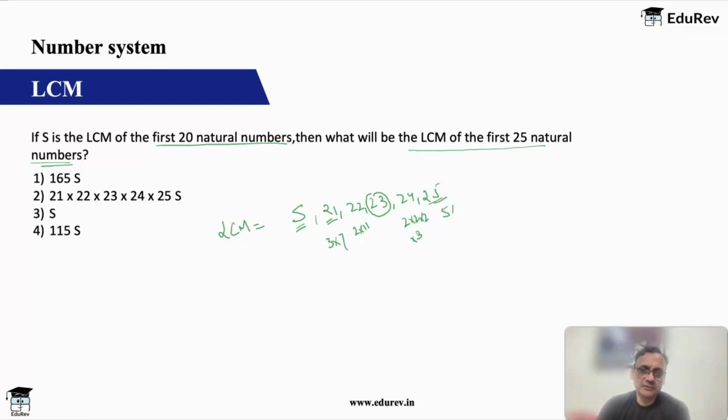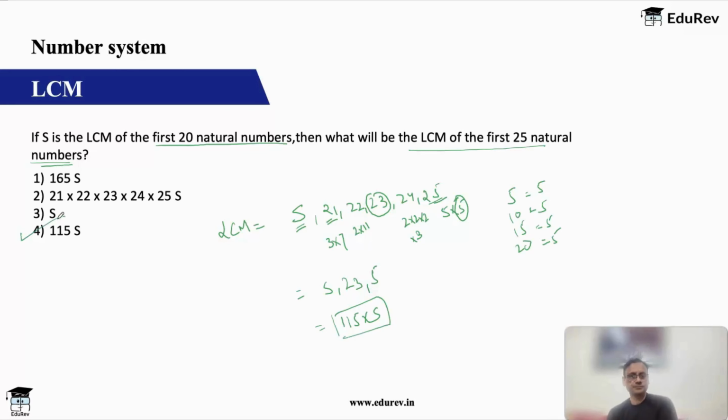25 is 5 into 5. Now 5 has come in 5, 10, 15 and 20. They all have one 5, right? But 25 has two 5s. Second 5 has not come. So second 5 will come extra. So basically what will come extra is 23 and 5. So the new LCM is going to be 23 into 5, which is 115 into S. Hence the answer will be choice 4. Okay, so that is going to be the answer for this question, 115S.